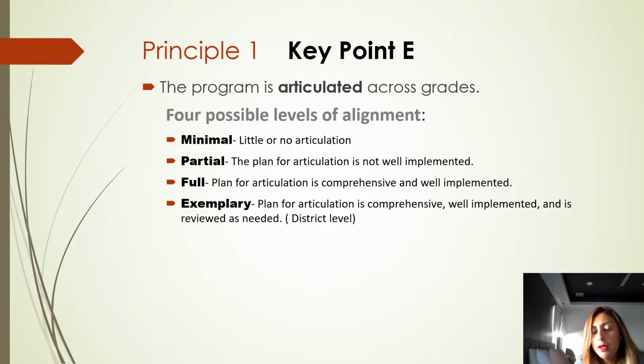Continuing on, Principle 1, Key Point E. The program is articulated across all grades. There are four possible levels of alignment. Again, minimal means there's little or no articulation. At partial, the plan for articulation is not well implemented. Full means that the plan for articulation is comprehensive and well implemented. But if you have reached the exemplary level, it means the plan for articulation is comprehensive, well implemented, and well reviewed as needed. They have reached the district level.